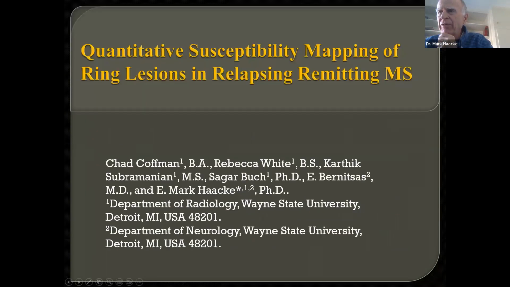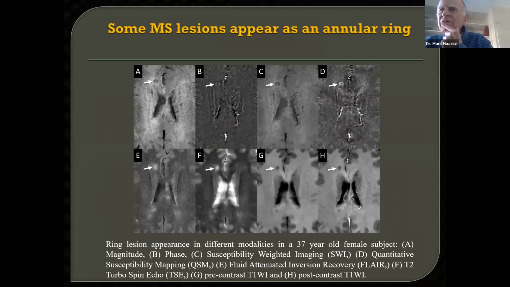Now, I'm going to do a very short presentation here on quantitative susceptibility mapping. I'm going to focus a little bit on this because it proved so promising in the previous study. This was actually done with people from both radiology and neurology at Wayne State. And here I'm going to show you some example images where we have the normal FLAIR and T2 weighted images that show the lesions here.